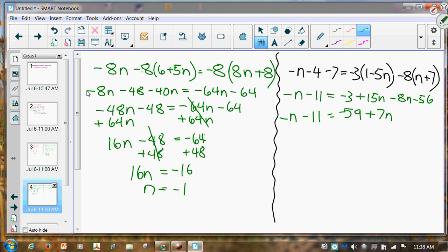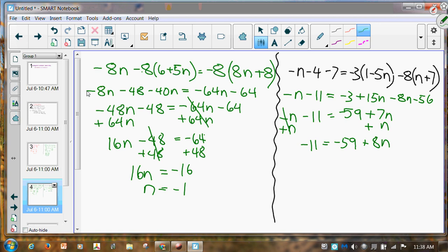And so first thing we're going to do here, let's add n to both sides. We'll take this minus n, we'll get rid of it. We'll add a plus n. That means we're going to add a plus n over here. These will cancel. And I'm left with minus 11 equals minus 59, plus 8n.